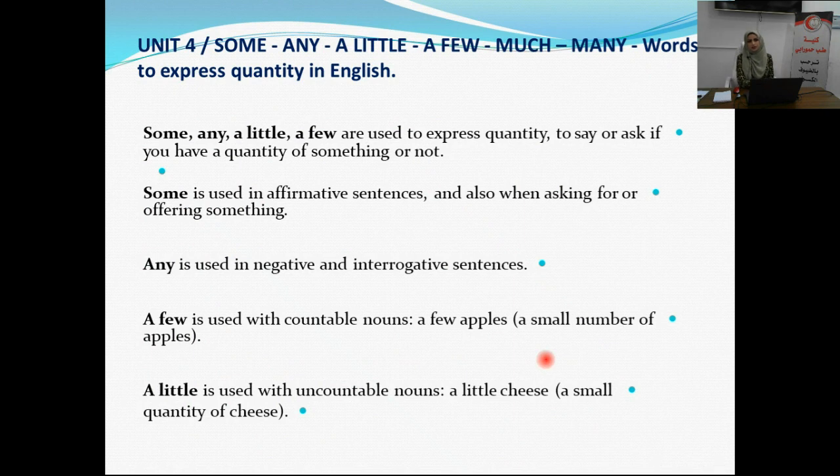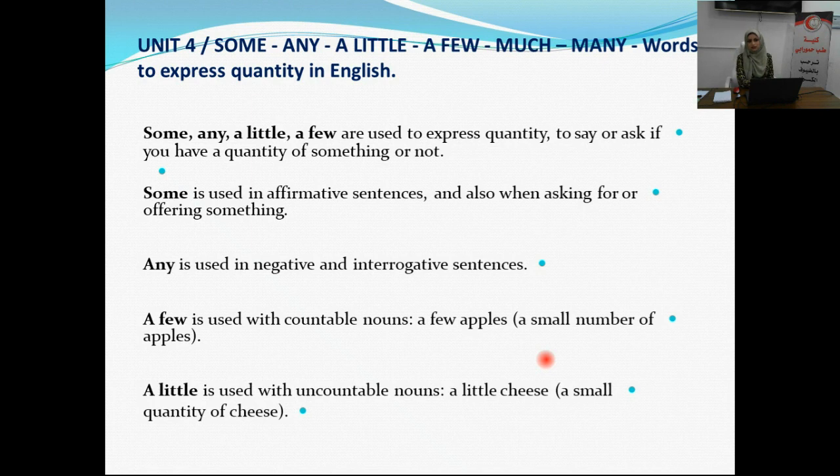Unit 4. As you see here, we have some, any, a little, a few. These expressions are used to express a quantity, or to say or ask if you have a quantity of something or not. But we have to differentiate among the use of these expressions. First of all, we have some. Some is used in affirmative sentences and also when asking or offering something, while any is used in negative or interrogative sentences. This is the difference between some and any.